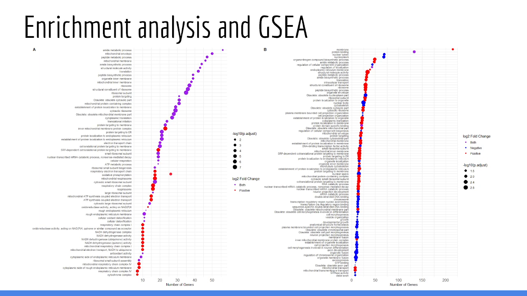Also, we performed an enrichment analysis using the clusterProfiler package and gene set enrichment analysis. From this, we decided to select the categories that we thought were more related to immunity, like this membrane category, or right here the mitochondrial respiratory chain complex, or the protein transport, and took them to the next analysis.